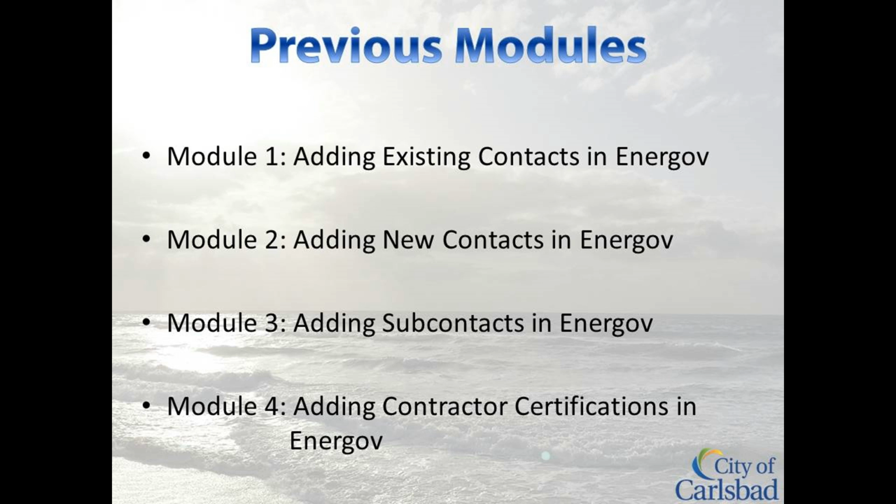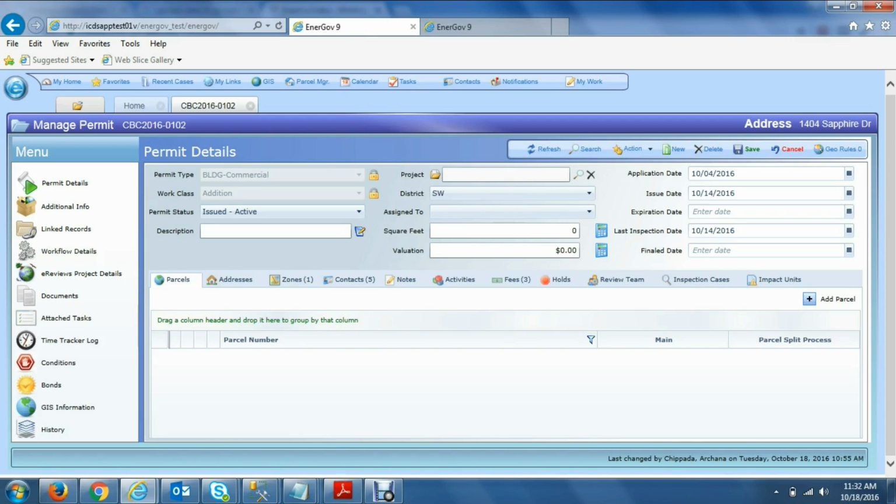Previous modules have covered how to add existing contacts to a permit, how to create new contacts in Energov, how to add subcontacts, and how to add contractor certifications. If you're looking for information on any of these, check out our previous training modules. Let's now learn how to add ownership.